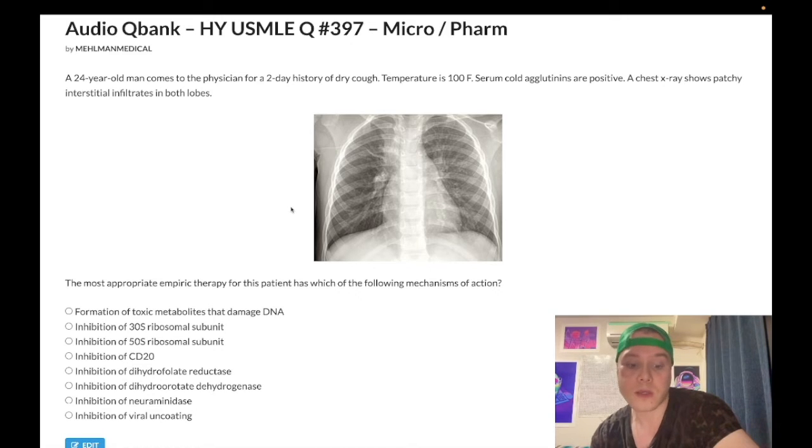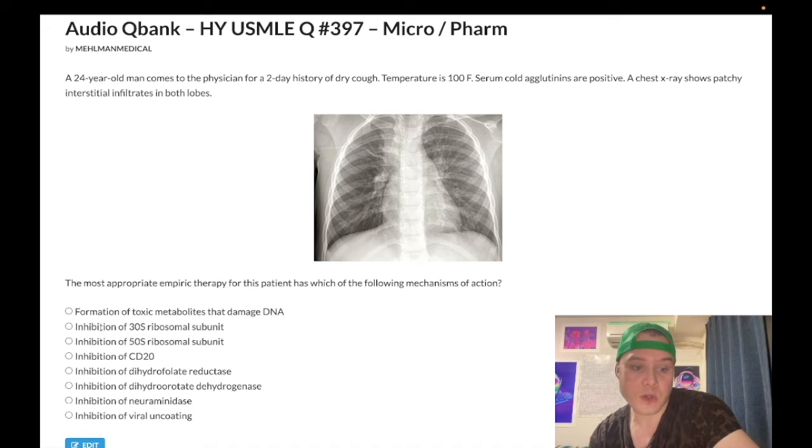Macrolides can prolong the QT interval. They can cause GI disturbance. That's the most common cause of non-compliance. Azithromycin does not inhibit P450. The other macrolides do. So, as I said, pass level diagnosis here, mycoplasma, walking pneumonia with the cold agglutinins, and then you give azithromycin as empiric therapy. I'll just finish off these answer choices. Oh, by the way, 50S ribosomal subunit, apart from macrolides, that's also linezolid, clindamycin, and chloramphenicol.